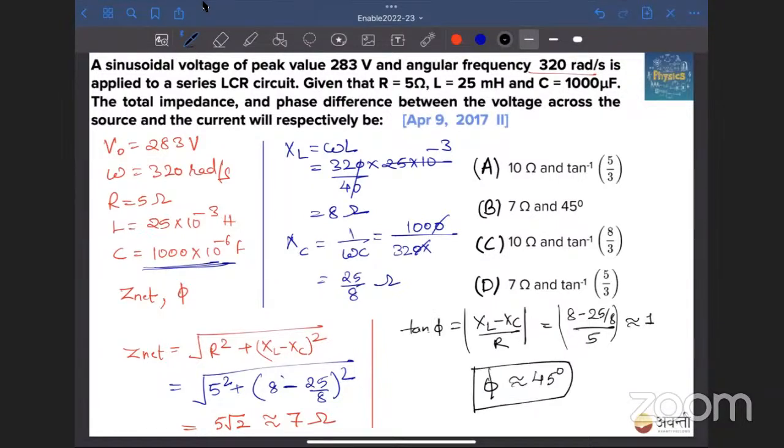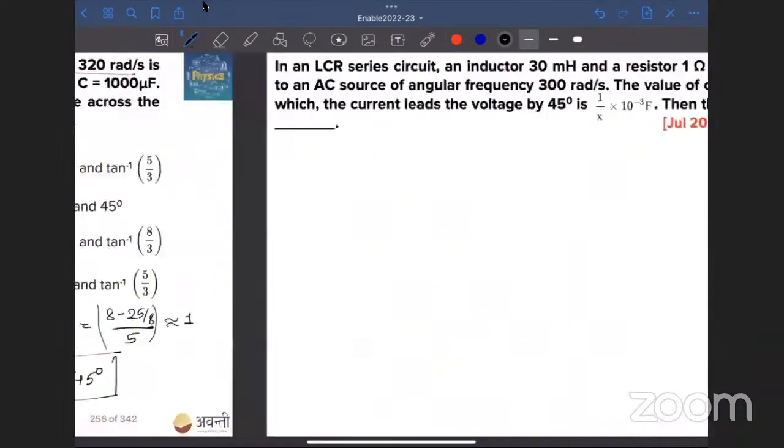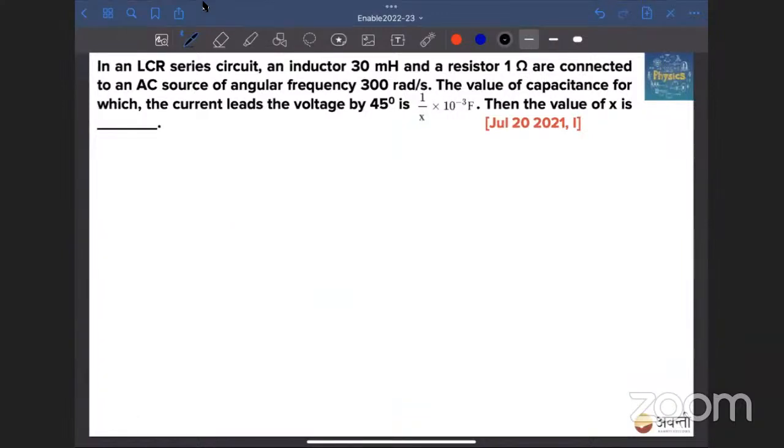Clear? So both answers we got. So 45 and 7 is option B. I hope this is clear, right? Let's move on then. We have to study a lot. That's why I'm going a bit fast.